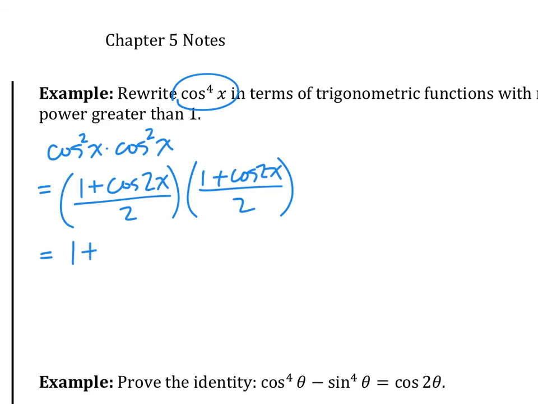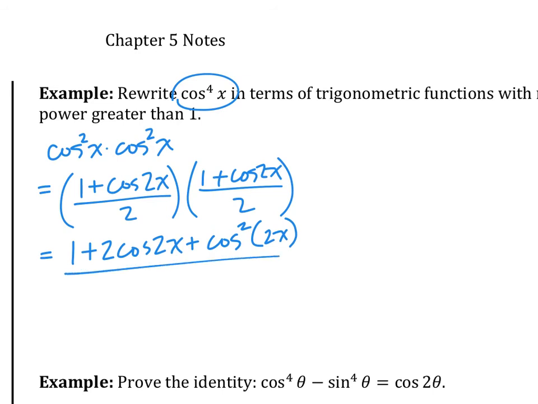1 plus 2 cosine 2x plus cosine squared 2x over 4. Are you guys with me? Yes. Okay, so this over 4 is not preferred. It's better if we don't have this fraction going here. So what I'm going to do now is take the 1/4 and put it in the front. This part is okay, right? That's not a complicated part.